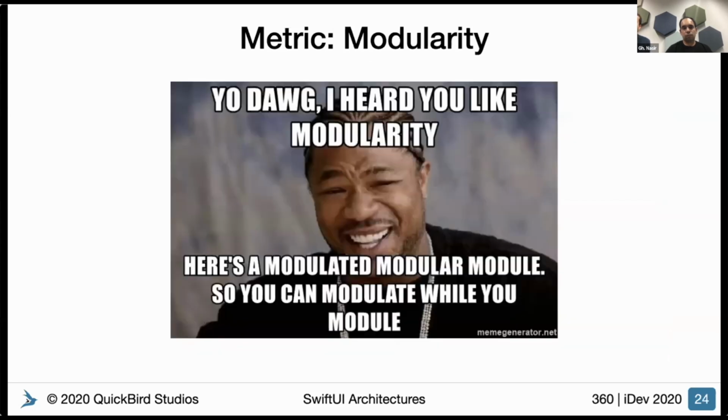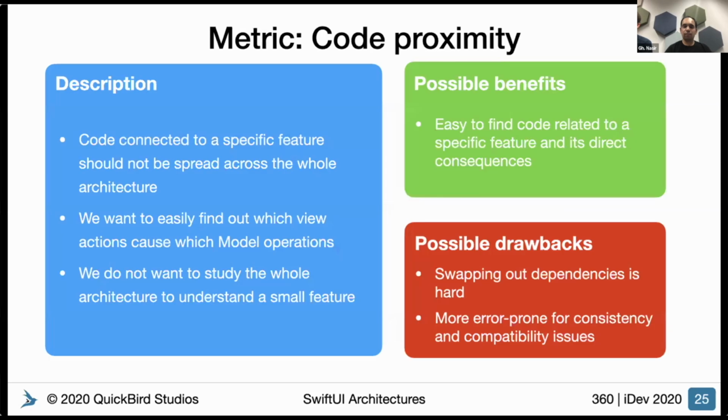So yes, as I already said, you can do over-modularization, and that's a real thing. So just keep that in mind too. We need to find some kind of a compromise between modularity and the next one, which is code proximity.